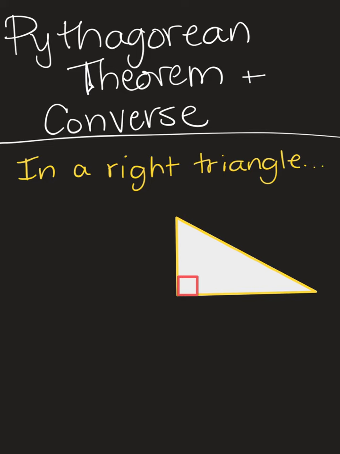In this video, we are going to discuss the Pythagorean theorem and its converse. So, we'll start off with just the basic Pythagorean theorem. Now, specifically, I do want to point out that in a right triangle, this applies. In a right triangle, a squared plus b squared is equal to c squared.